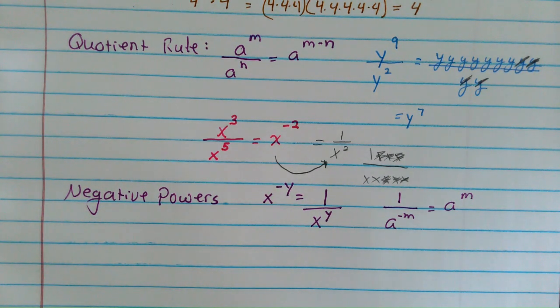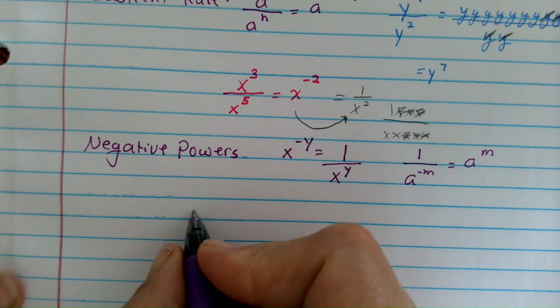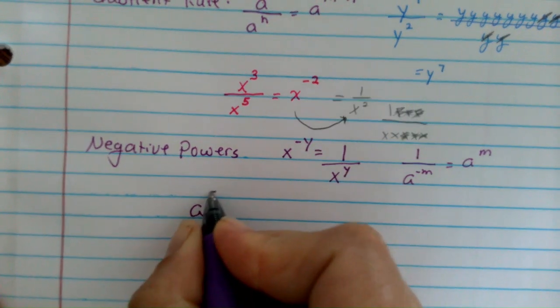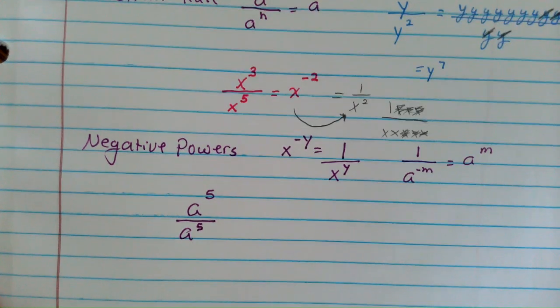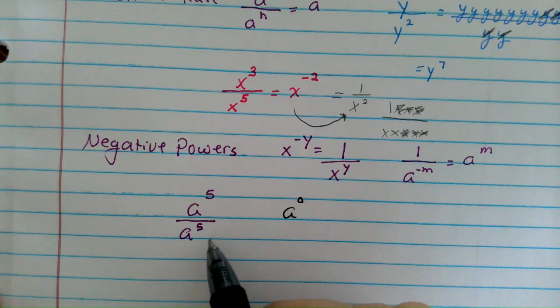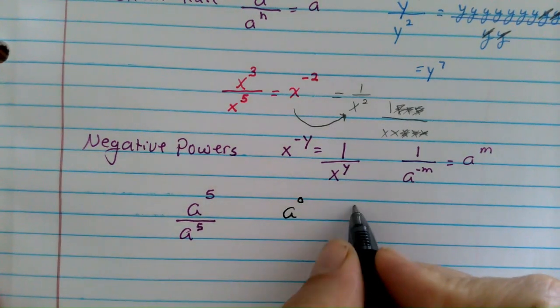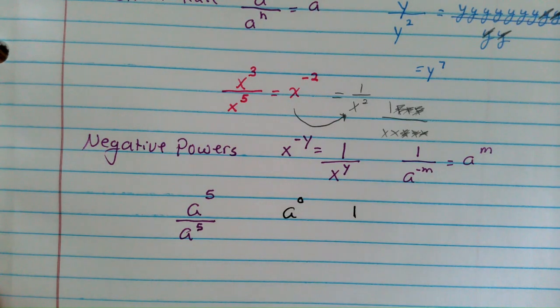Okay, what happens if you have a to the fifth divided by a to the fifth? Well, if we use our quotient rule, we have to subtract our exponents, and that gives us a to the 0. But if we think back to elementary, anything divided by itself is 1. So which is it? Is it a to the 0 or is it 1? It's actually both.